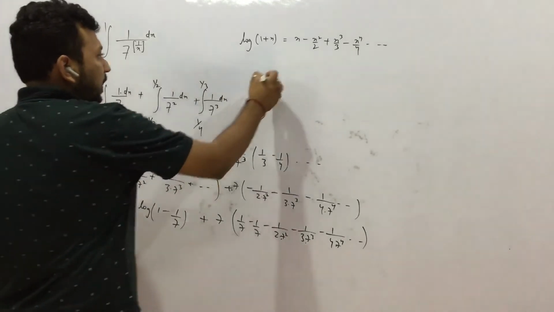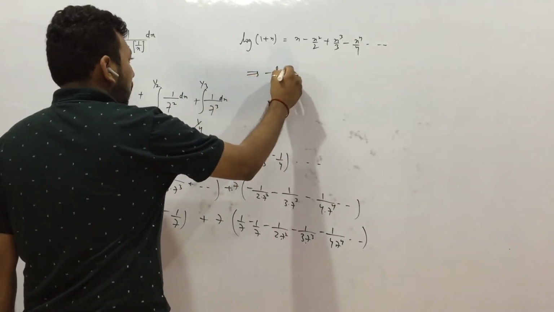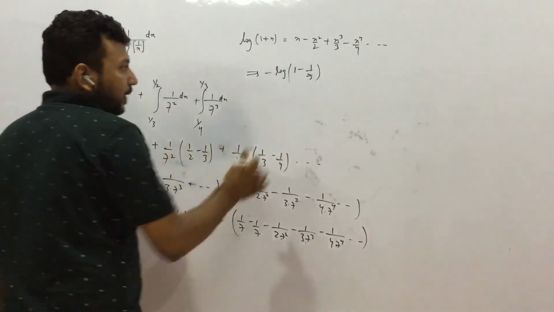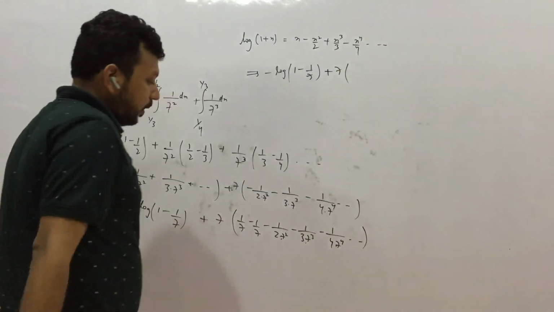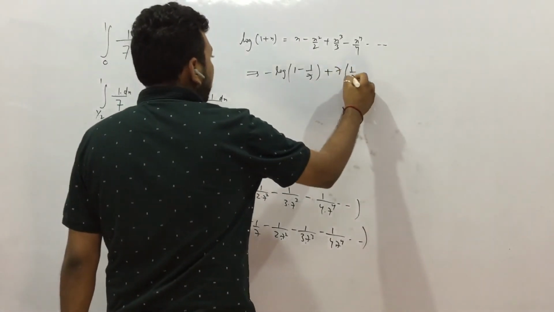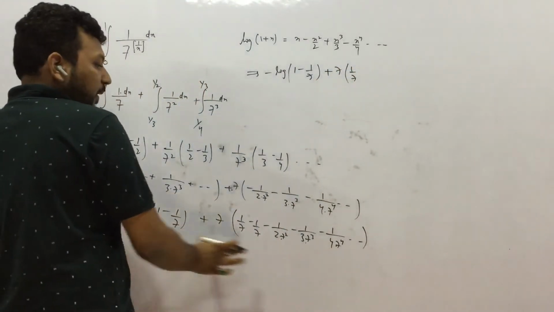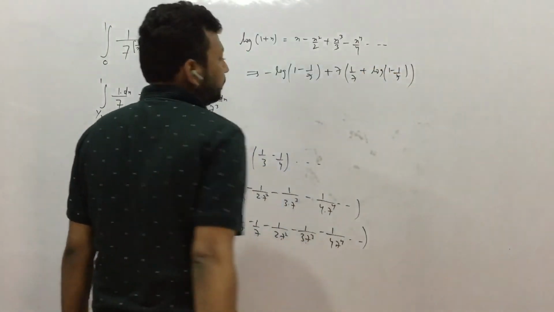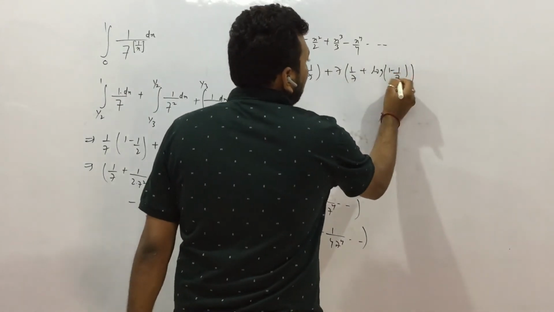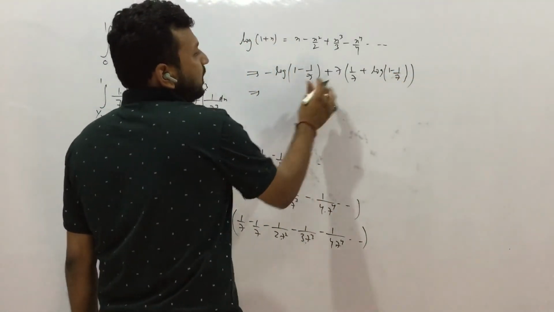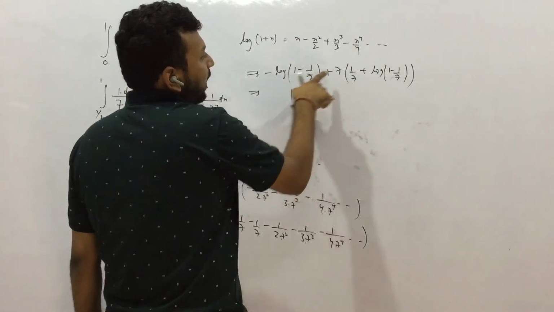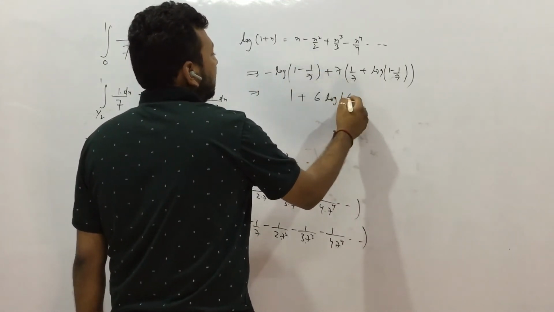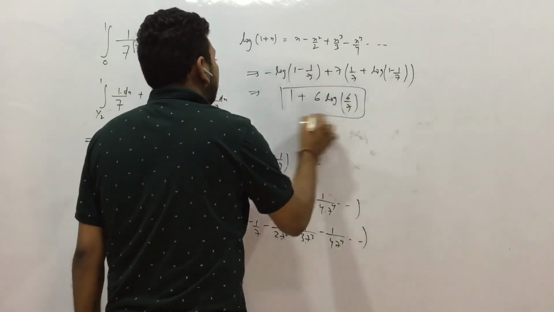So our next thing will become minus log(1 minus 1 by 7), which was already there, plus 7 into 1 by 7, which was already there. Then this thing is plus log(1 minus 1 by 7), right? Now you can see 7 into 1 by 7 is 1, and minus 1 is plus 6. So plus 6 log(1 minus 1 by 7), that is 6 by 7. So this is the final answer.